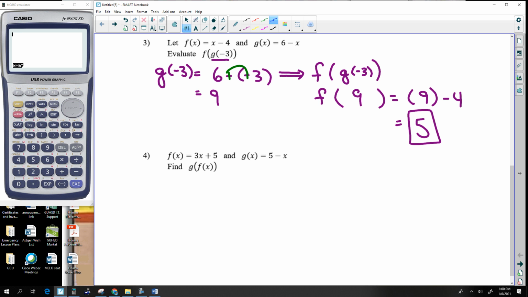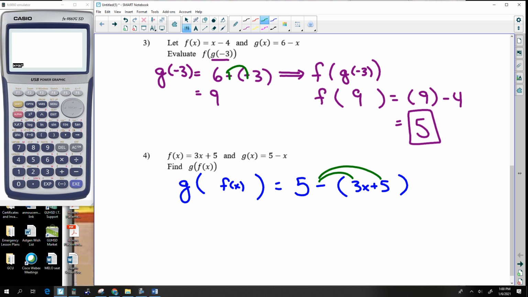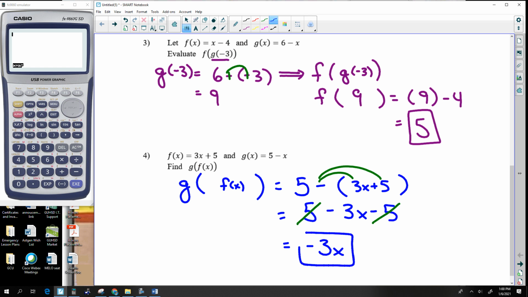Okay, here, the big outside is g. So g, and then what I put on the inside of g is f. So g is 5 minus x. All right, so inside that g, I have to put f. So that's 3x plus 5. All right, so here I have a minus of a parentheses, so that goes in. So that will be a minus 3x and a minus 5 of a 5 that is already on the outside. And so 5 minus 5 is 0. So this just leaves us with negative 3x.